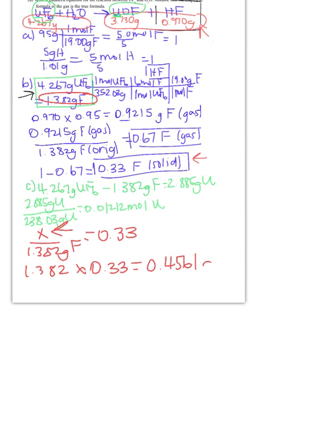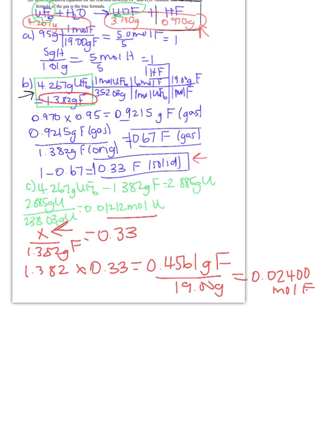4561 grams of fluorine. But we want to create a formula. I already have my moles of uranium, so I need moles of fluorine. To go from grams of fluorine to moles of fluorine, I'm going to divide by the molar mass of fluorine, which is 19 grams. And that gives me, with the same number of significant figures, 0.02400 moles of fluorine. So I've got 2 parts done. The last thing I have to do is find the number of moles of oxygen.